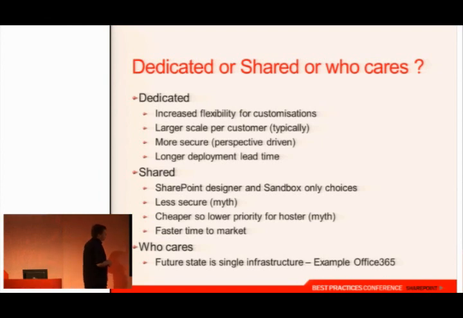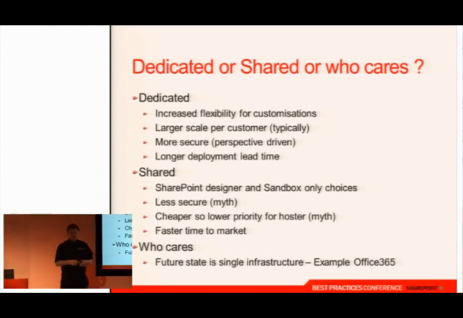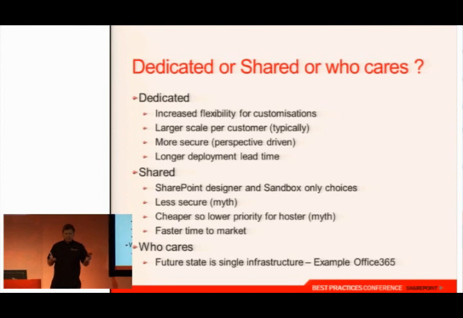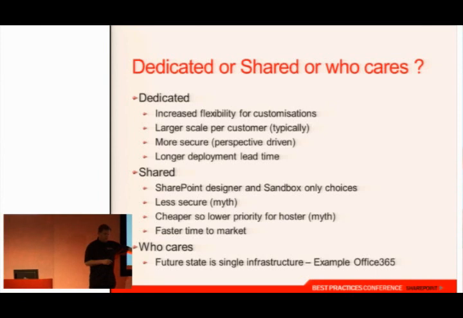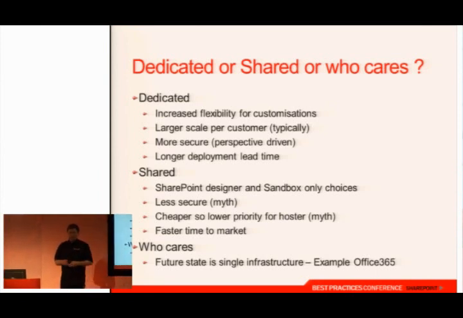Faster time to market is the key one. So in terms of O365, you can sign up and literally get online almost within hours, I think is the end game, but certainly right now, if you were part of the beta, you'd be online within days. But really, who cares? Future state, single infrastructure.